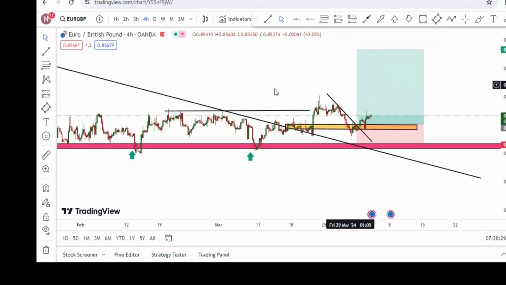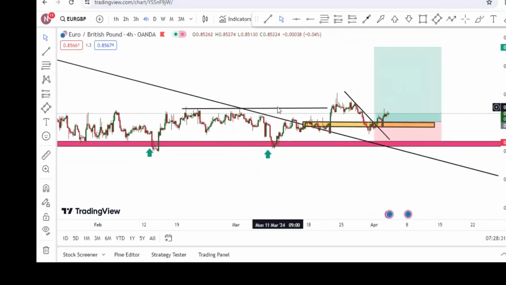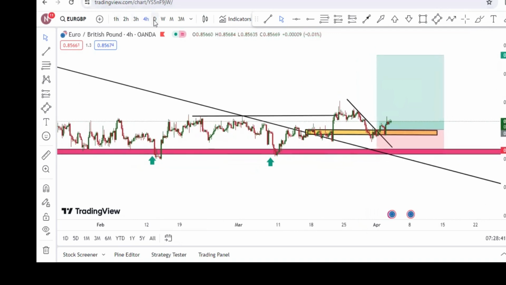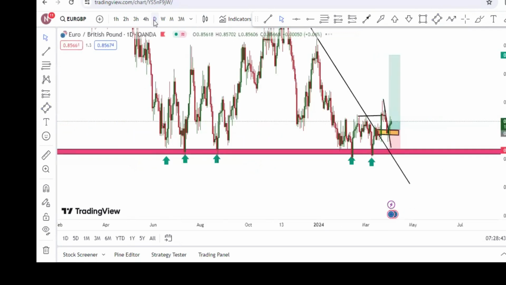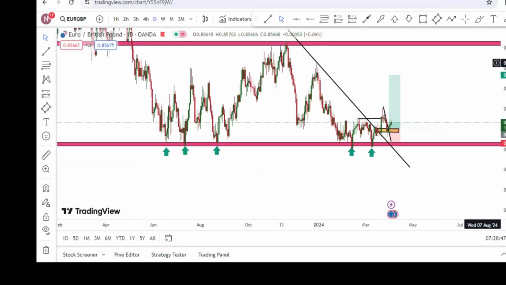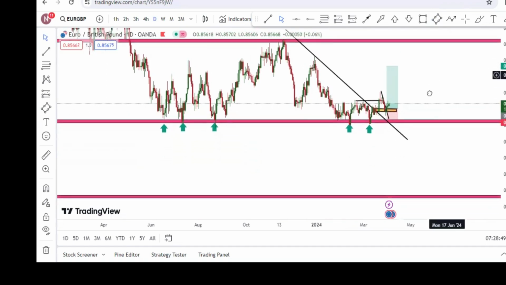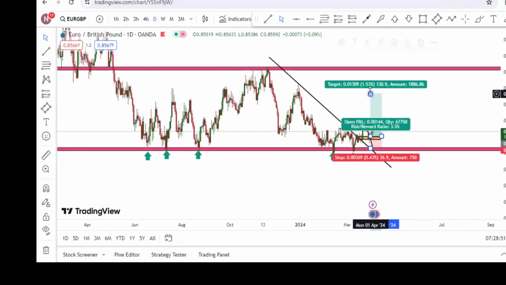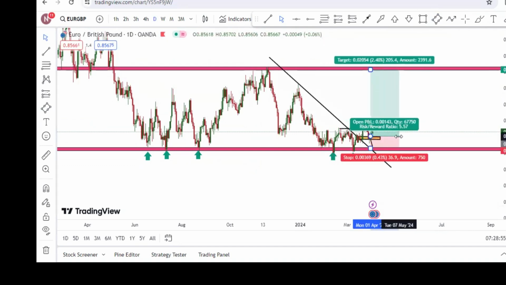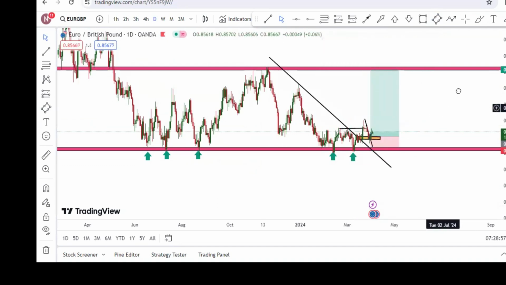So now this is how I entered this trade. As you can see, the break of character, change of character. The market has now broken the lower level, so it shows that the market is now changing direction to bullish. I'm expecting that to that zone. Let me open that a bit.